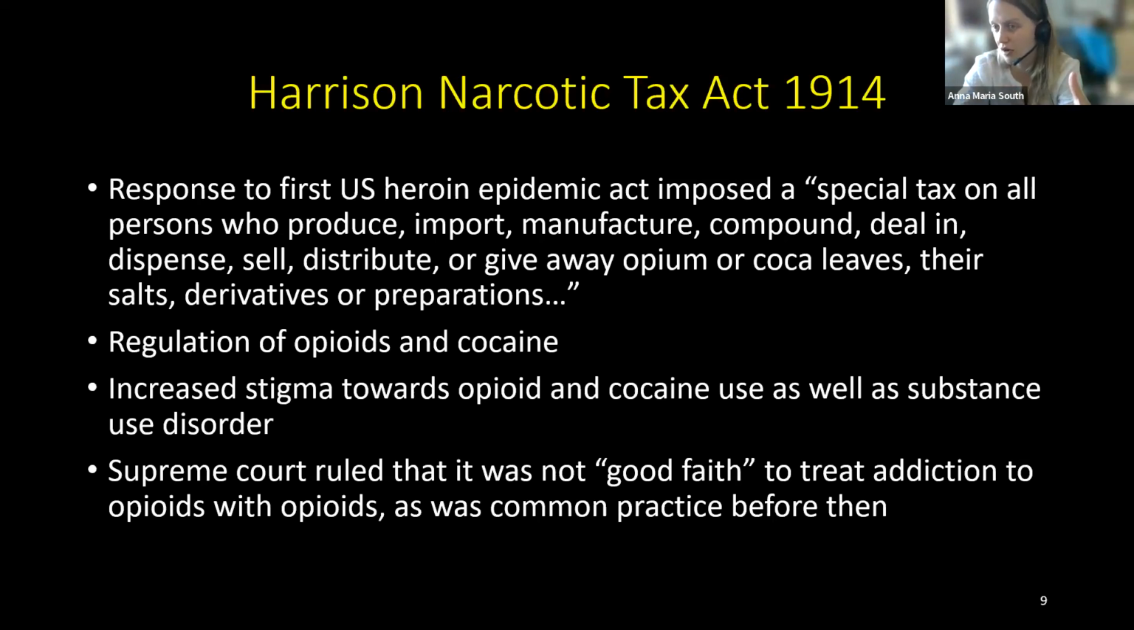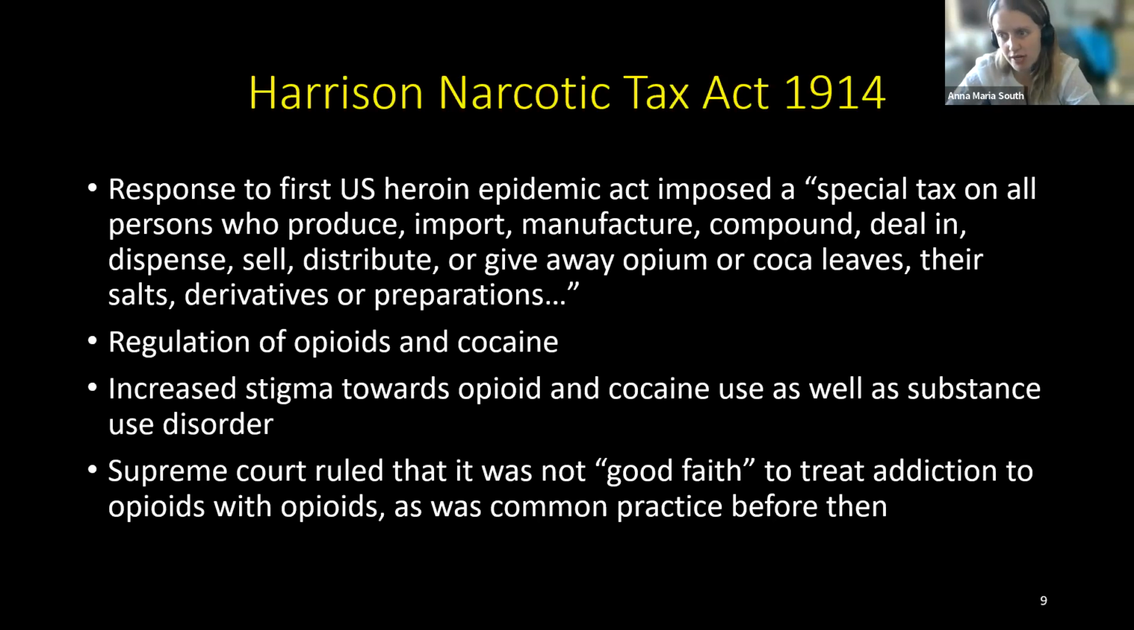Prior to the Harrison Narcotics Act, there were a lot of physicians treating opioid use disorder with other opioids so that patients could be engaged, have that chaos reduced, that drive in their brain, and engage in a meaningful life in society. But the Harrison Narcotics Act made that illegal. That fundamentally changed medical practice and really increased stigma towards opioid and cocaine use, but in general, substance use disorder. The Harrison Narcotics Act was then a few years later backed up by a Supreme Court ruling that said it was not in good faith for a physician to treat addiction to opioids with opioids, which, as I mentioned, was common practice then. So that effectively took away all treatment tools that physicians had at that point.